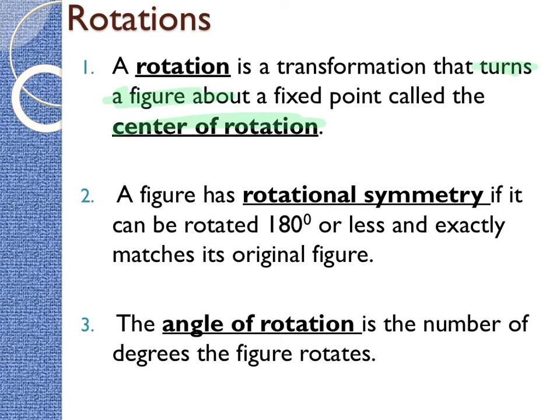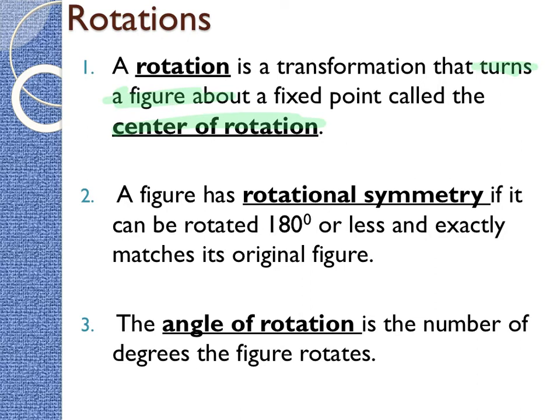So this is your rotations, which is going to be our third transformation. The first one was your translation. The second one was reflection. The third one's going to be rotations. So a rotation turns a figure about a fixed point. So we're actually just going to turn it.